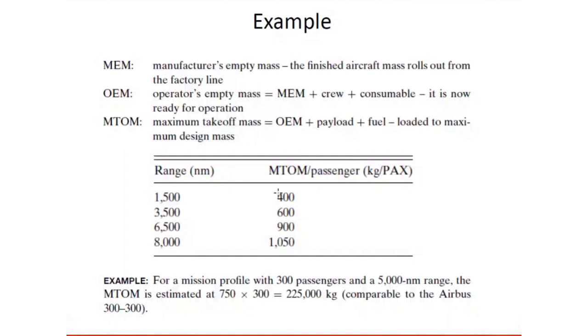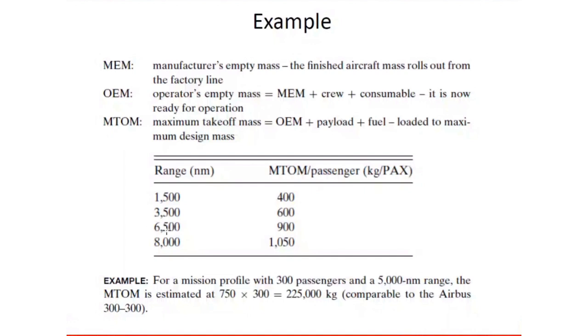So now let's say you are looking at a mission profile with 300 passengers. That is not there in this. You have to arrive at that. And a 5,000 nautical mile range. So 5,000 is not here. You have to interpolate between 3,500 and 6,500. And the estimated takeoff mass is 750, because if you interpolate between 3,500 and 6,500 for 5,000, you will get around 750. That's somewhere in between 600 and 900. Into 300 will give you 225,000 kg mass.